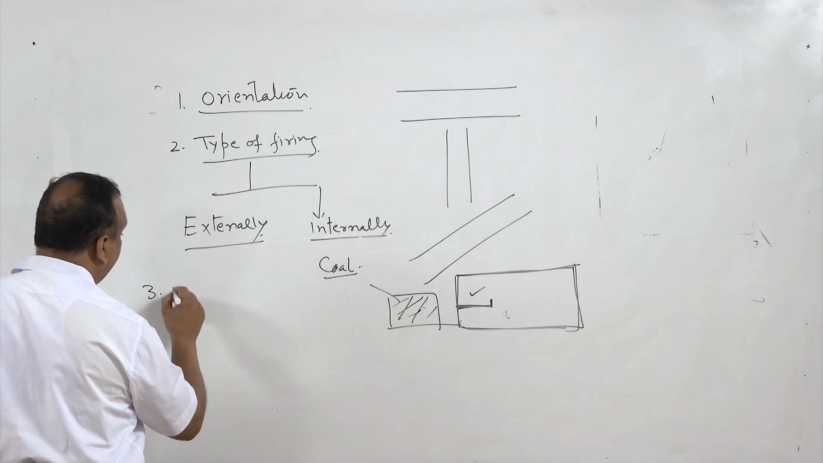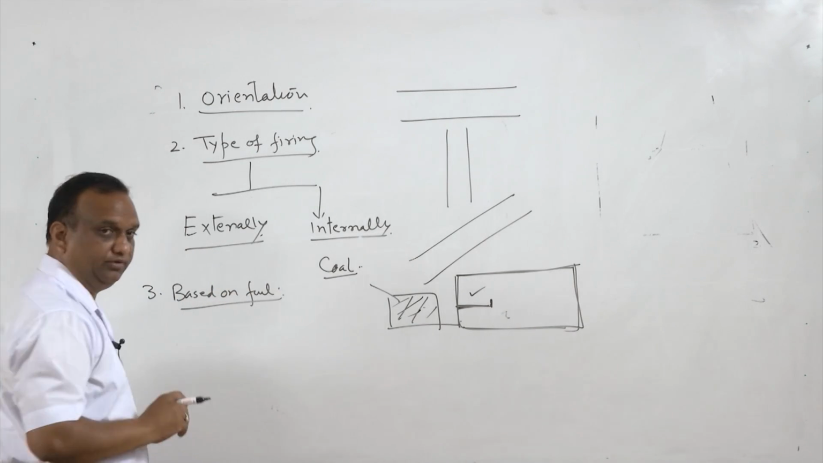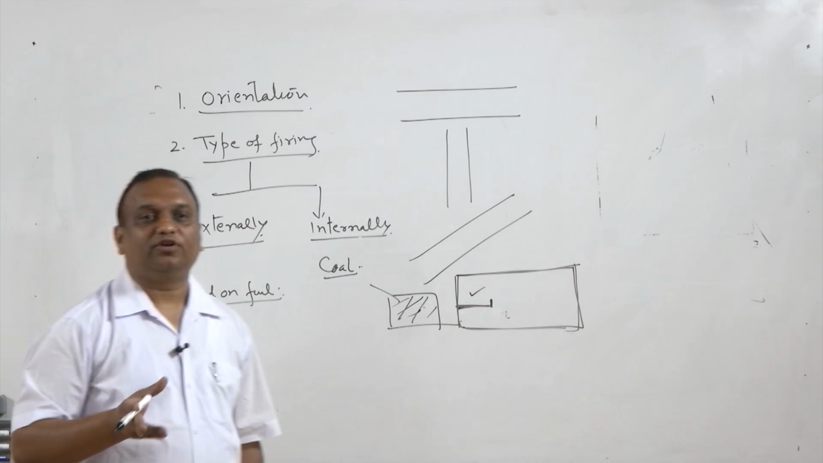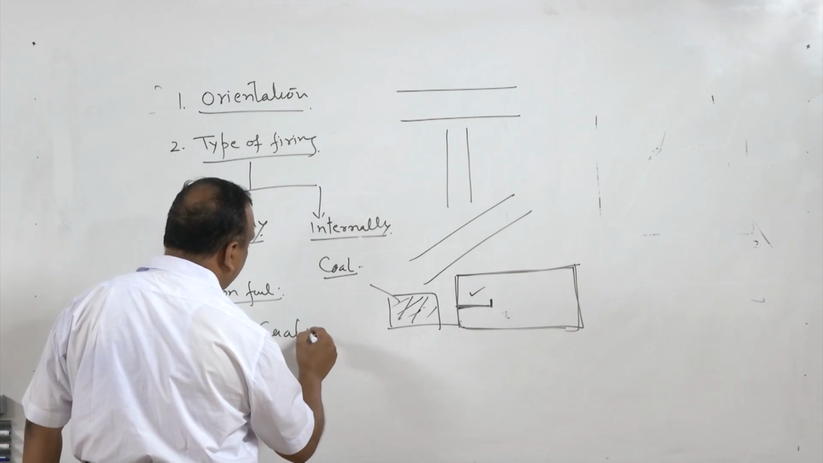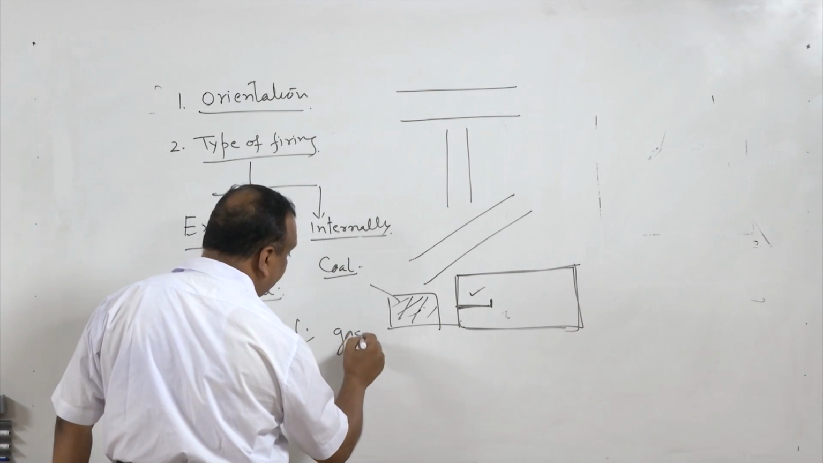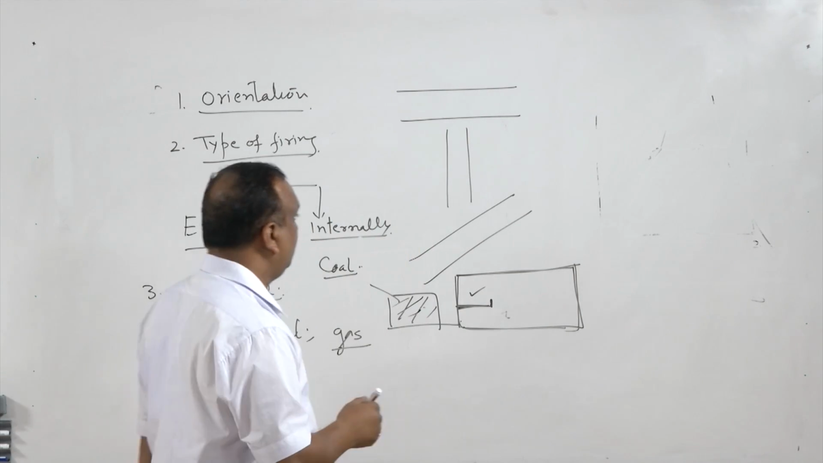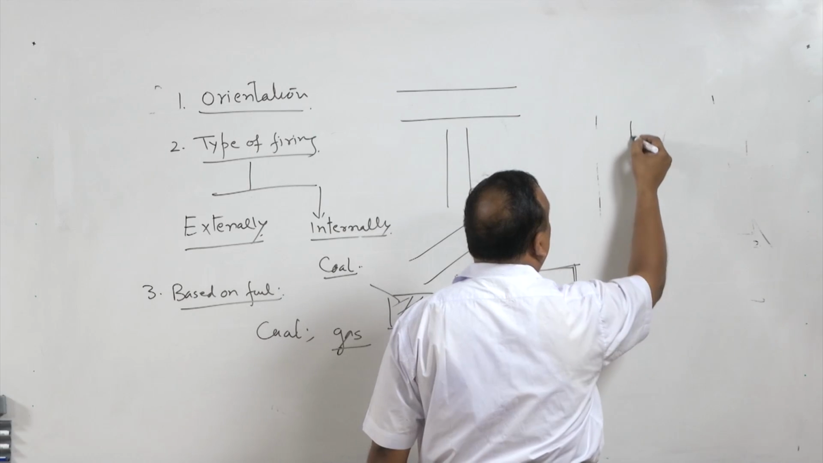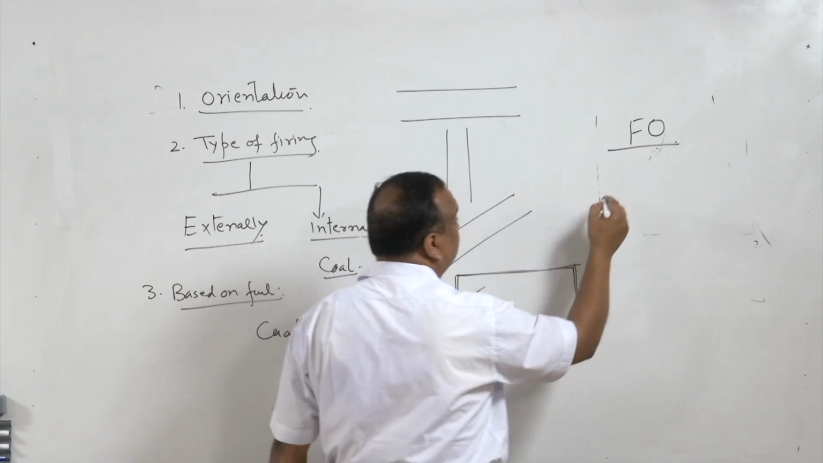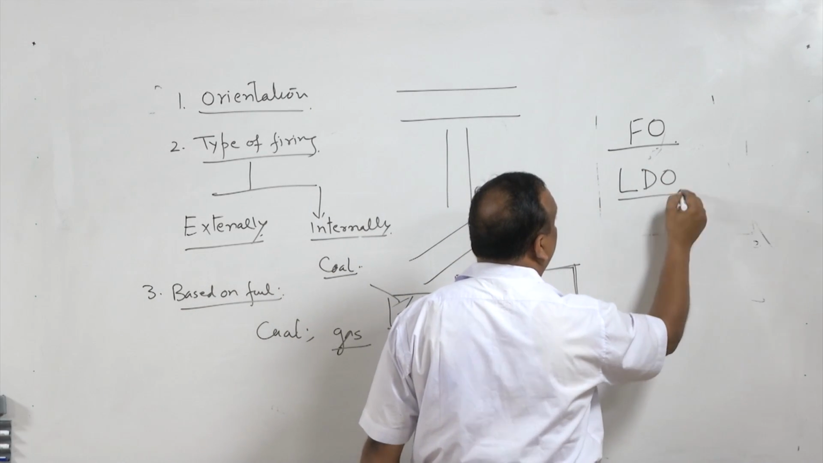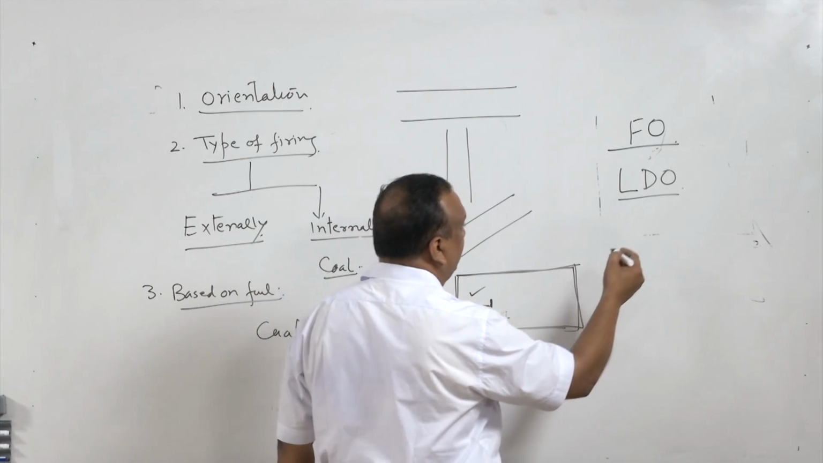Now third is based on fuel. Which fuel are you using? The most popular fuel for the boiler is coal, right? Coal is used. Then gases are also used. Even for the package type of boilers, furnace oil is used. Furnace oil is a petroleum product. In small capacity boilers, LDO is used. LDO is light diesel oil, the normal diesel which is available at the petrol pump. So LDO can be used as a fuel.